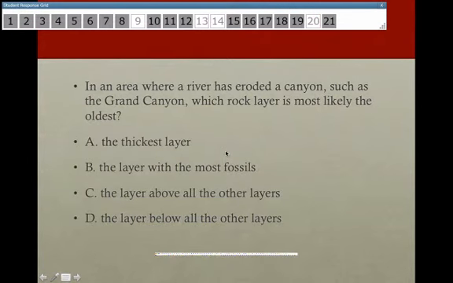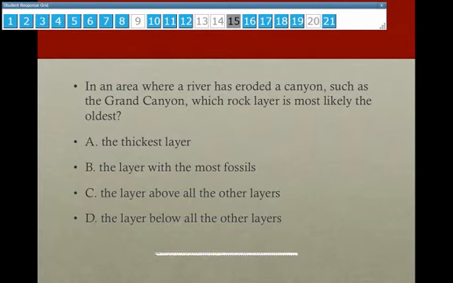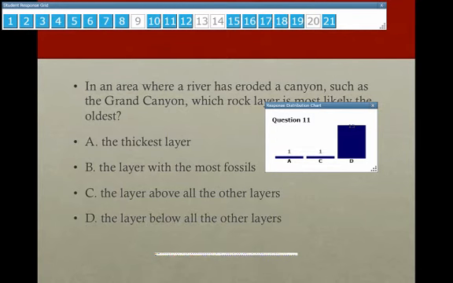Last one. In an area where a river has eroded a canyon, such as the Grand Canyon, which rock layer is most likely the oldest? The answer is D, yes. So the very lowest layer is the oldest layer. The very top layer is the newest layer.